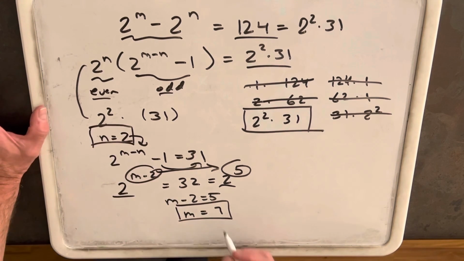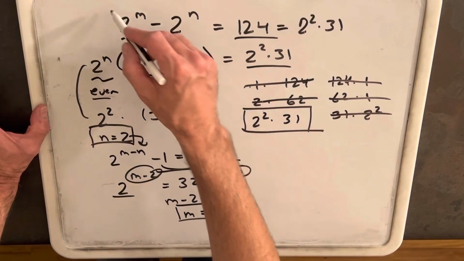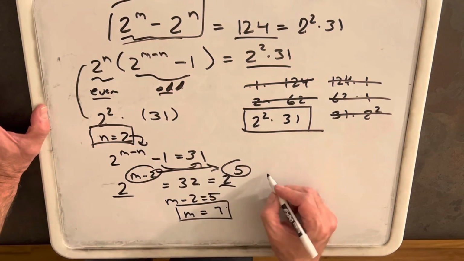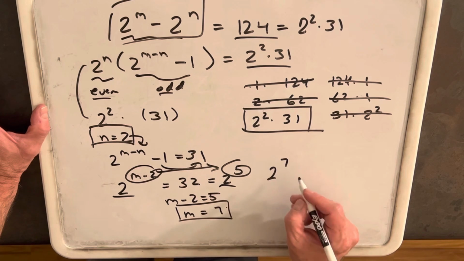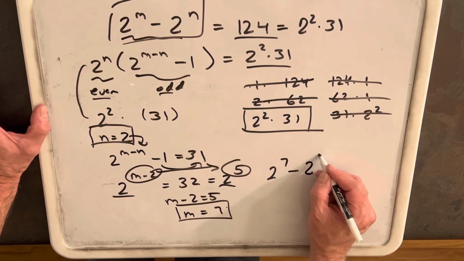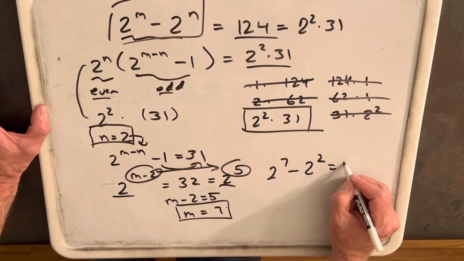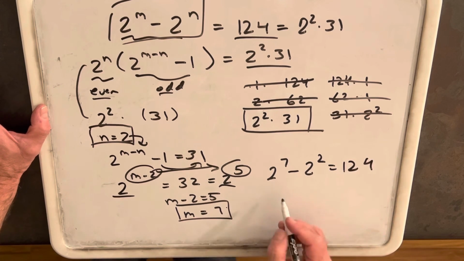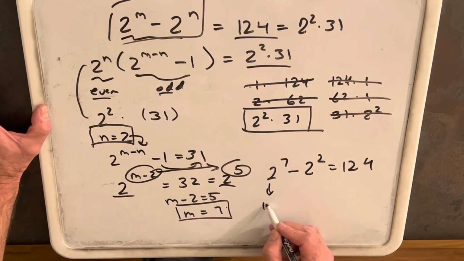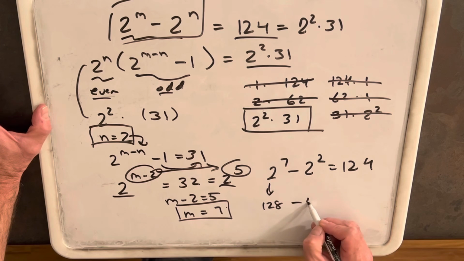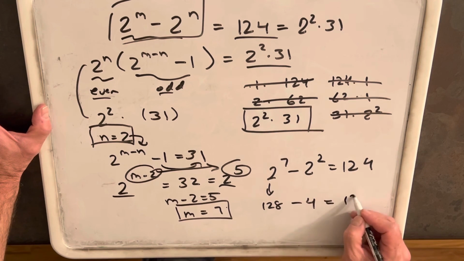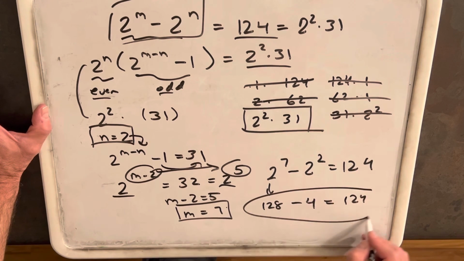Then let's just confirm that works, plugging back into our original equation right here. So we're going to say that 2 to the 7th minus 2 squared equals 124. 2 to the 7th is 128. 2 squared is 4. And that equals 124. So perfect, that works.